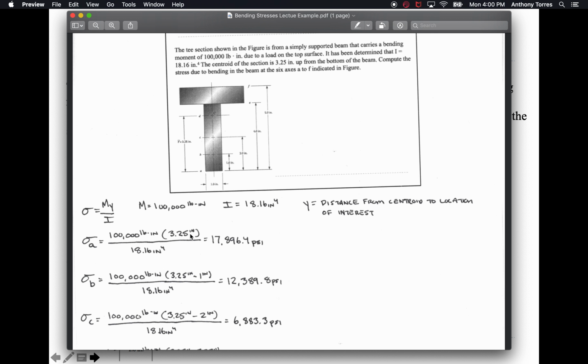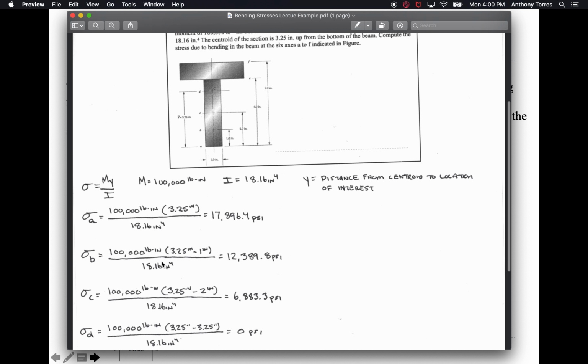Units work out. Inches to the fourth is on the bottom, and there are 2 inches squared up here. Two of them go away. It's pound over inches squared, which is PSI. Cool. So now let's just do it for B. Same equation. Everything's the same aside from y. Y is now 3.25 minus 1 inches. The distance we care about is from the centroid to B. Well, how do I get that? I subtract 1 from 3.25.